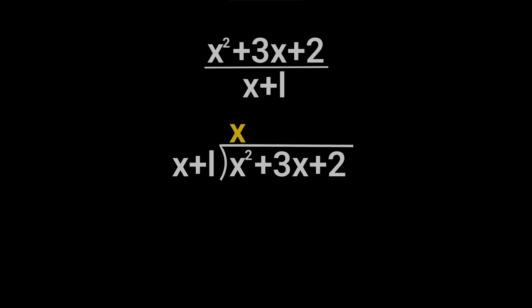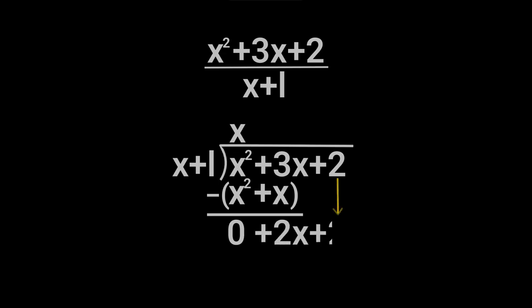x times x will be x squared, then x times 1 will be x, and once we are done with multiplication, we have to subtract. Now if we subtract, x squared minus x squared will be 0, then 3x minus x will be 2x, and then we're gonna bring down the next value, that is 2, and we're gonna repeat the process.